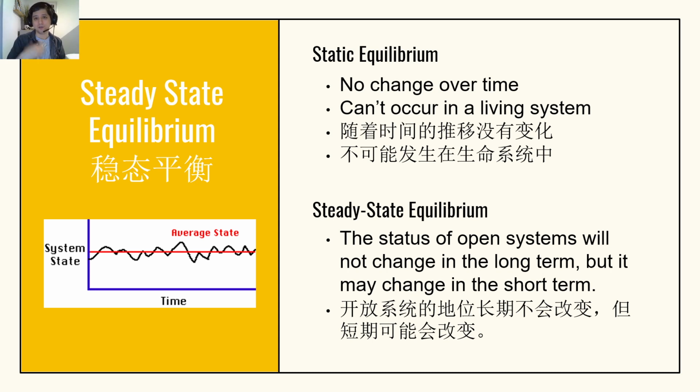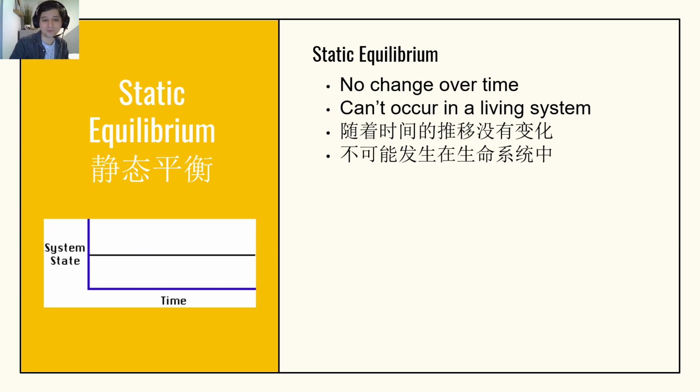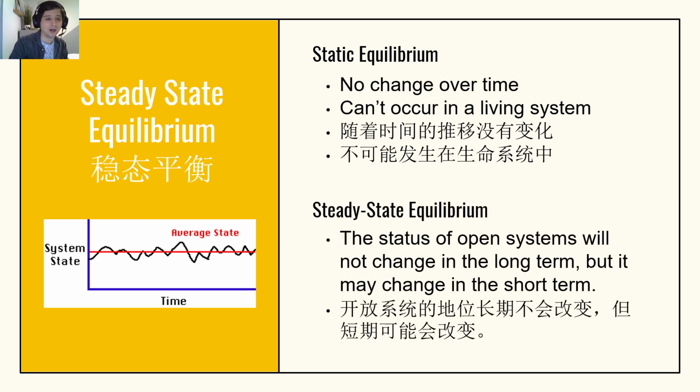And that's because your body, when you get too hot, you sweat. When you get too cold, you shiver, or you drink hot tea or whatever you do, right? But overall, it stays about the same. And the official definition: the state of open systems will not change in the long term, but it may change in the short term. So that is the difference. Static equilibrium, no change at all. Steady state equilibrium, there is change in the short term, but in the long term, it stays the same.